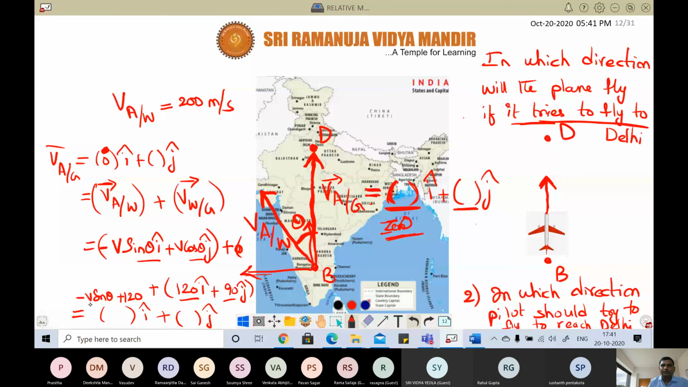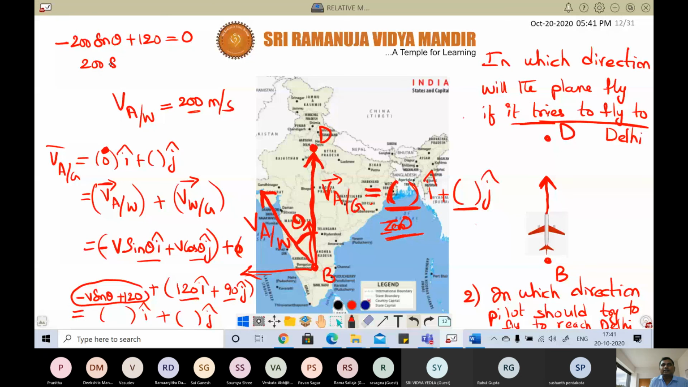Correct or not? And v we got just now. Sorry, v is given as how much? 200. Sorry, not got, given. Given is 200. Basically, this v is 200 meters per second, the aeroplane. So now this quantity should be 0. So that means minus 200 sine theta plus 120 should be 0.